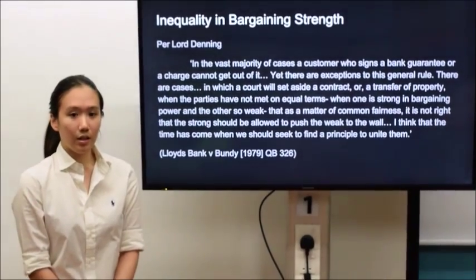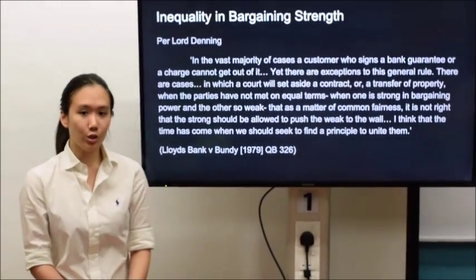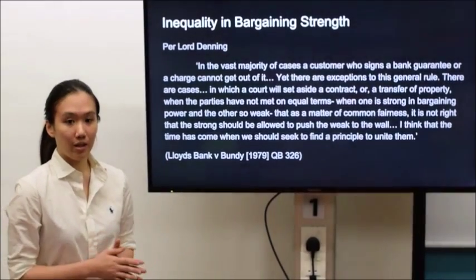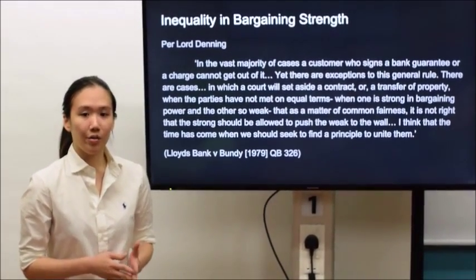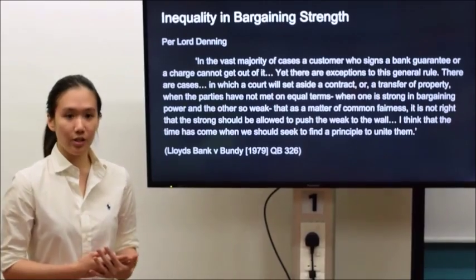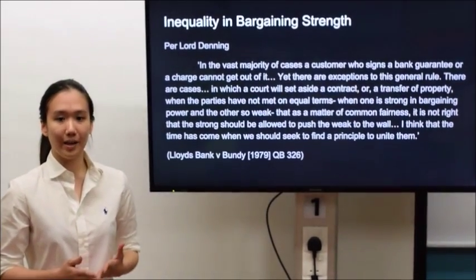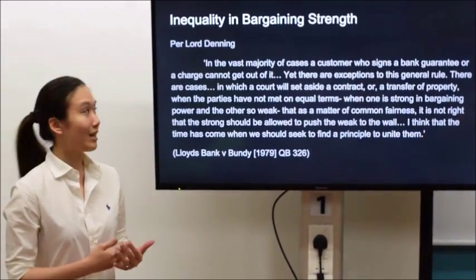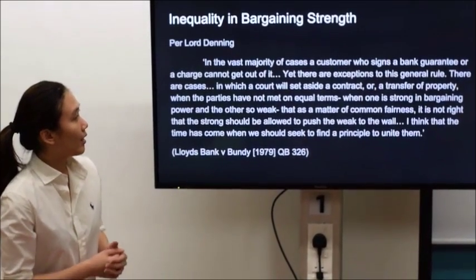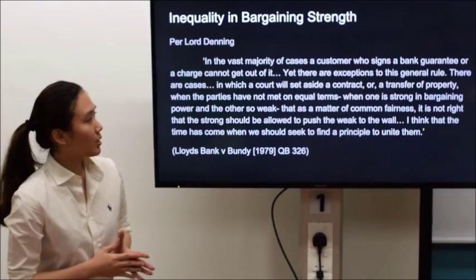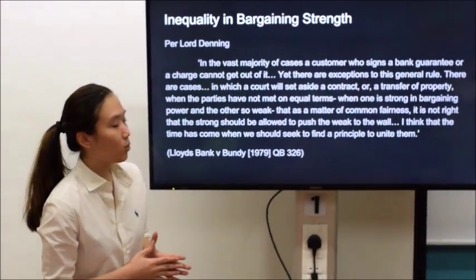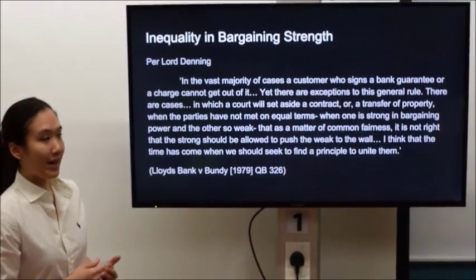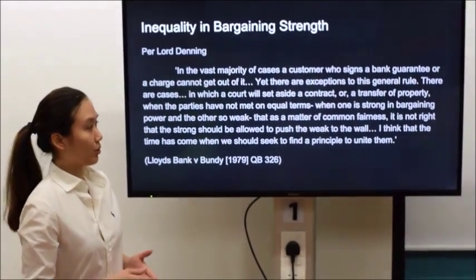In Lloyds Bank against Bundy, Lord Denning felt that the presumption should apply in any situation where there is any inequality in bargaining strength. In this way, the presumption might cover certain transactions occurring in relationships that are actually expressly excluded from the presumption, such as banker and client. It stated, per Lord Denning, in a vast majority of cases, a customer who signs a bank guarantee or a charge cannot get out of it. Yet, there are exceptions to this general rule.